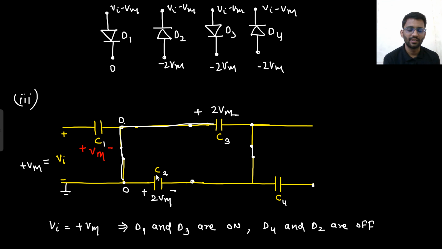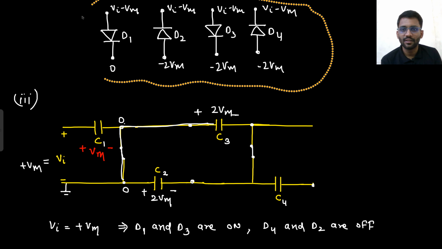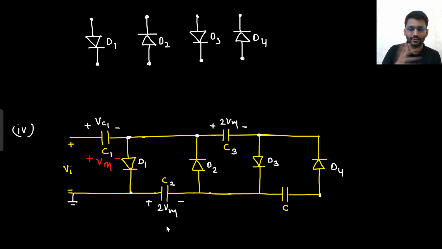Now this we have seen, right? Now C3 is also having 2 Vm. So now what will be our next cycle? The next cycle will be the last one. But before that, we have to copy these 4 circuits. So let's copy this circuit. Yeah, so these are the circuits. C1 is charged to Vm, C2 is charged to 2 Vm, and C3 is charged to 2 Vm. Till now we have seen this circuit, right?